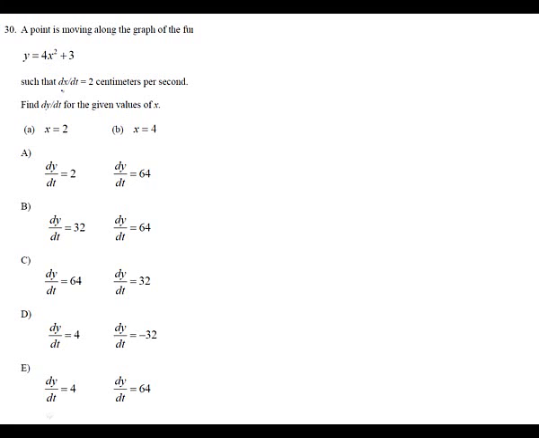So I've got to take a derivative with respect to time. It gives me dx/dt. It looks like I've got to find dy/dt, and then they give me some x values that I've got to plug in. So what's the derivative of y with respect to time? Good, dy/dt. What's the derivative of 4x squared with respect to time? 8x dx/dt, and then plus 0, which I'm not going to write down.